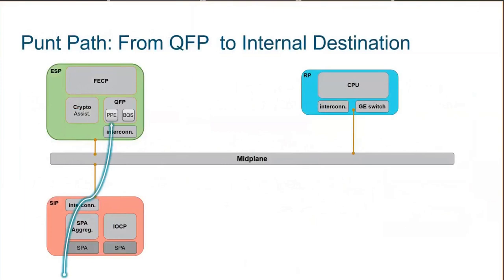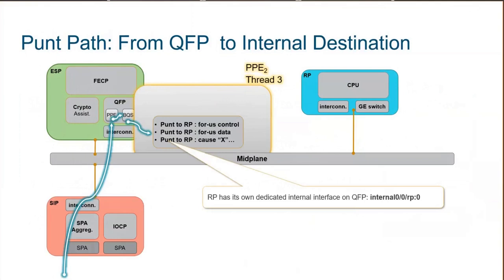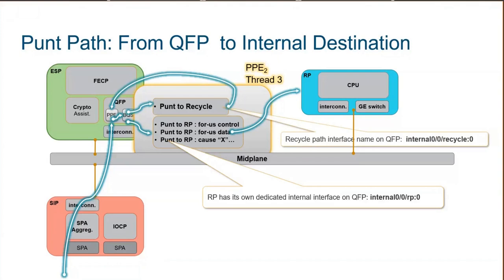So punt path, when we punt, is basically the packets that are destined to the device. So we receive a packet from the SIP, we send it to ESP. After processing, we know that it's a local device that we have to send it to. So punt to RP again has multiple reasons. For us, control is control packets that are destined to us. For us, data is data packets, and cause X are different causes. There can be multiple causes for that. So once it is punted, it will be sent to RP for further processing. And punt to recycle, in the sense it will be punted back, it will be sent back to PPE for further processing.